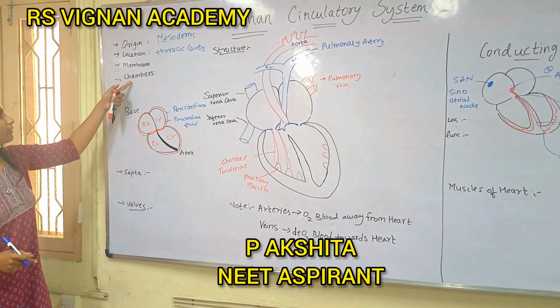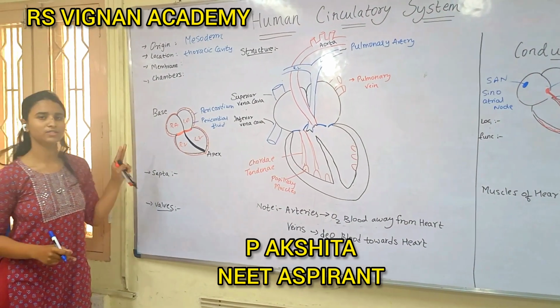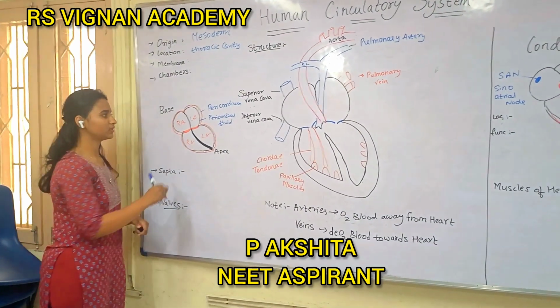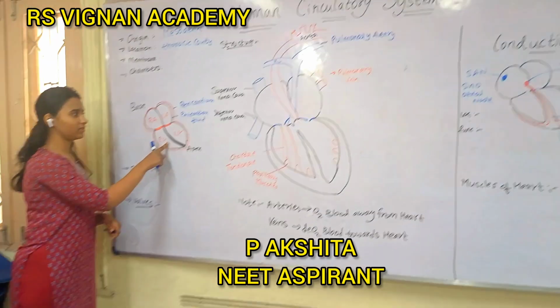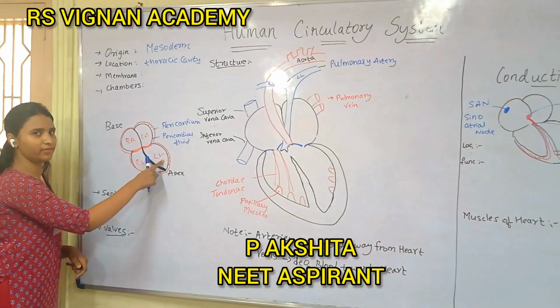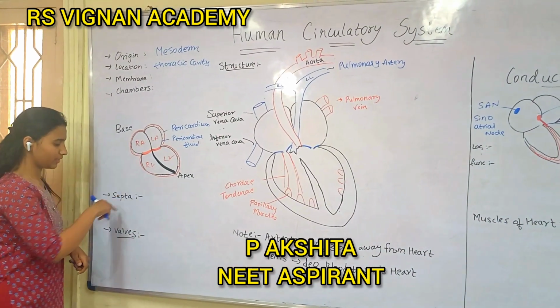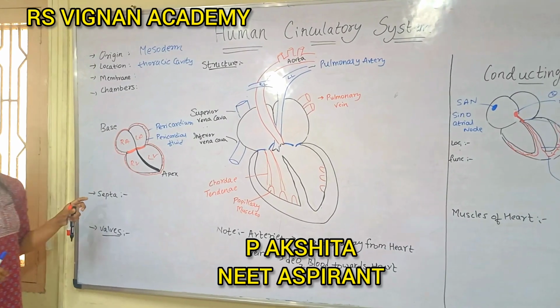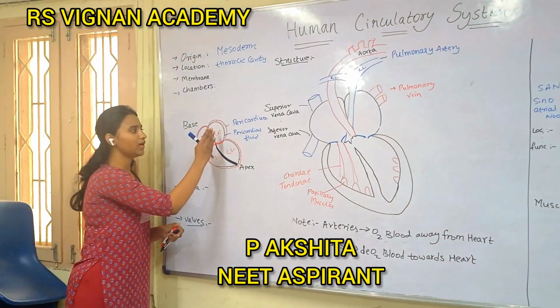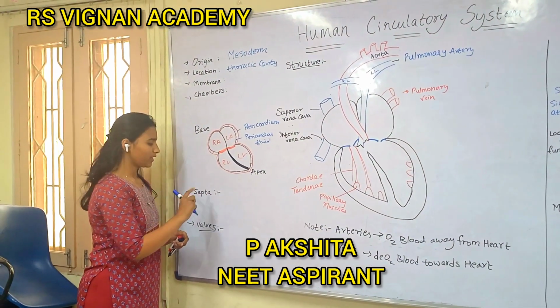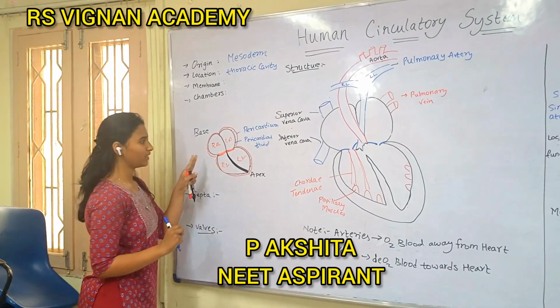Now what are the chambers of the heart? The heart has four chambers: right atrium, right ventricle, left atrium and left ventricle. Now talking about the septum. What is a septum? A septum is nothing but the wall which is dividing the atria and ventricles. Now there are three septums which we'll be discussing.